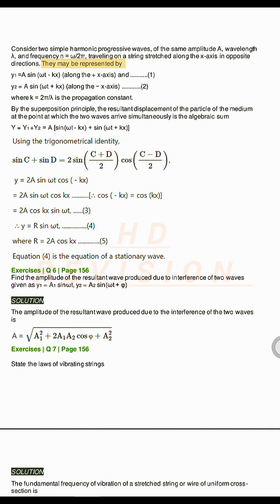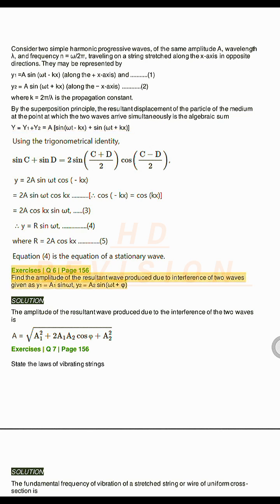They may be represented by y1 = a sin(omega t - kx) along the plus x-axis, (1), and y2 = a sin(omega t + kx) along the minus x-axis, (2), where k = 2 pi/lambda is the propagation constant. By the superposition principle, the resultant displacement of the particle of the medium at the point at which the two waves arrive simultaneously is the algebraic sum. Y = y1 + y2 = a[sin(omega t - kx) + sin(omega t + kx)].